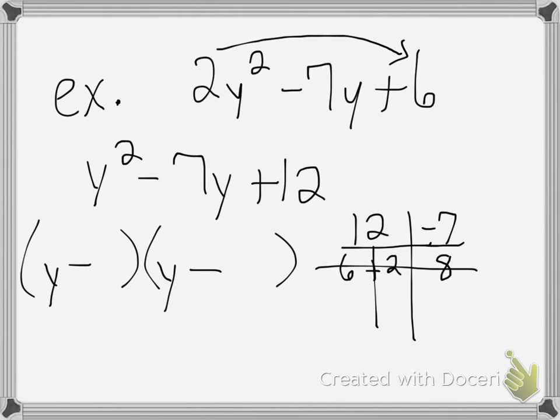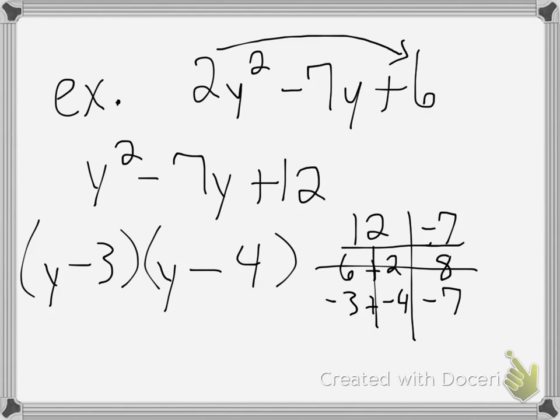What are two other numbers that multiply to give me 12? Negative 3 and positive 4? That would give me negative 12. Negative 3 and negative 4. What's negative 3 plus negative 4? Negative 7. Are those the two numbers I'm wanting? Yes, they are.